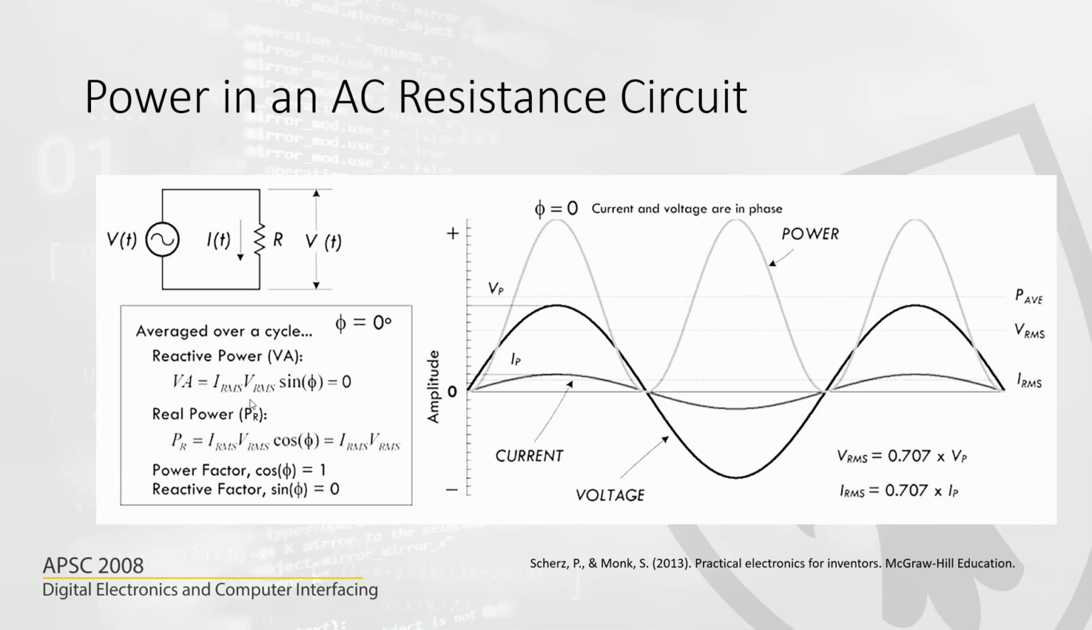And there is another power called apparent power, which is the combination of the reactive power and the real power. That is the total power in the circuit. So this is what you will have to know to understand an AC resistance circuit.